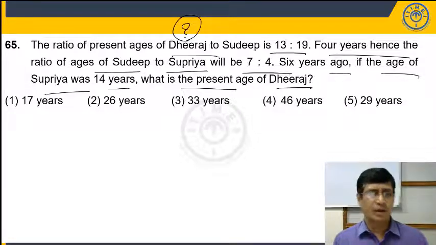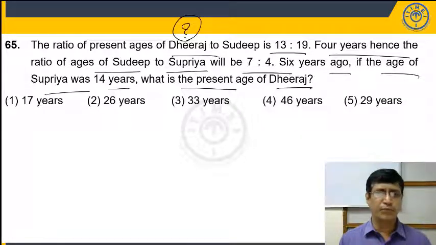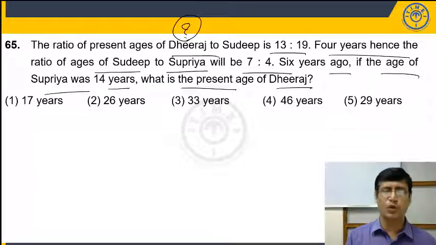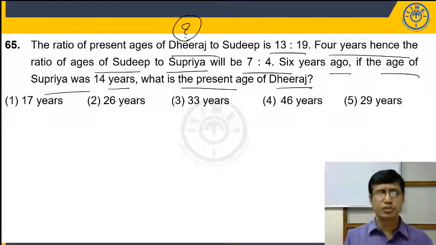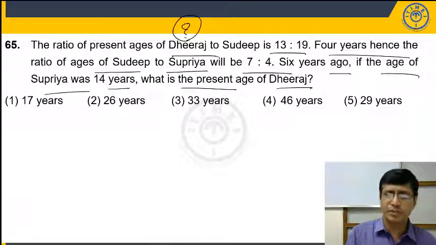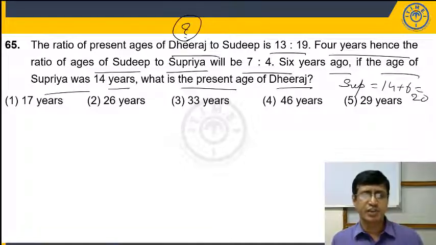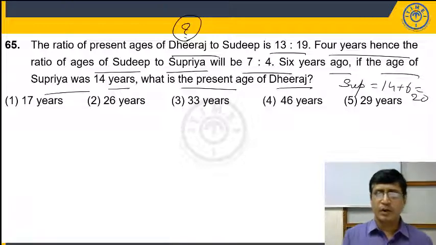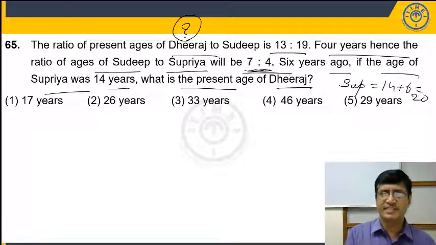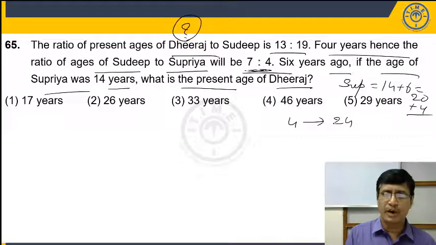Okay. Now what is given here? Supriya was 14 years, 6 years ago. 6 years ago, Supriya was 14 years, means what about Supriya's present age? 14 plus 6, it is 20 years. Supriya is 20 years old today. Now what about this ratio? This is 4 years hence. 4 years hence means just add 4 to the 20, you will get 24, that is 4 parts. 4 parts is equal to 24, means 7 parts is equal to how much? 7 parts is equal to 42.